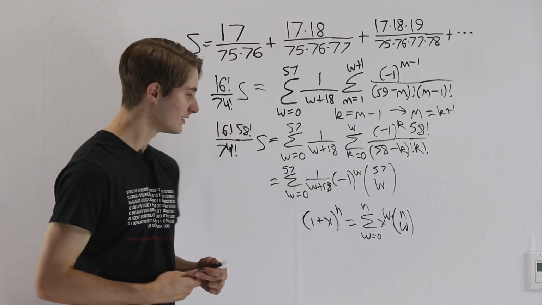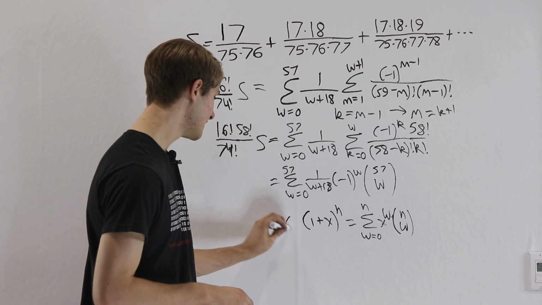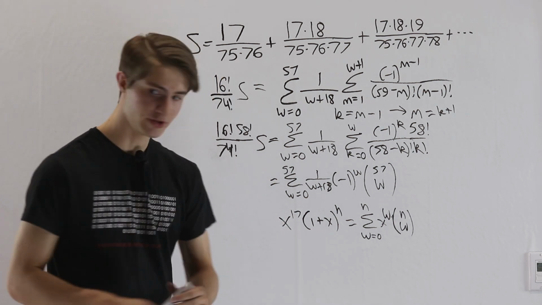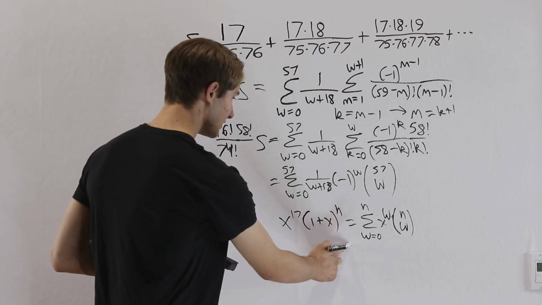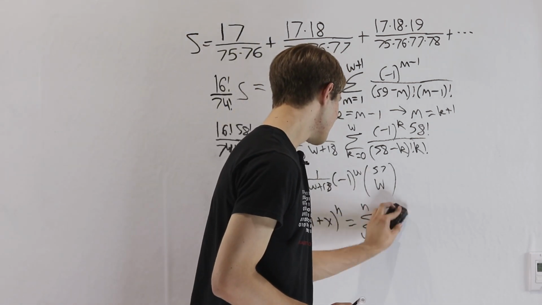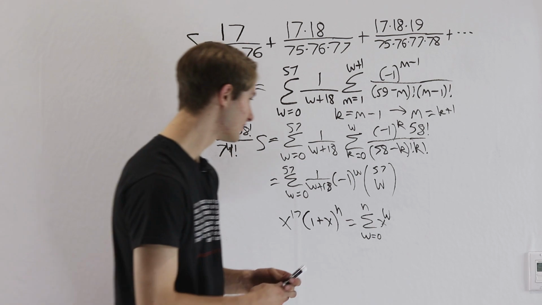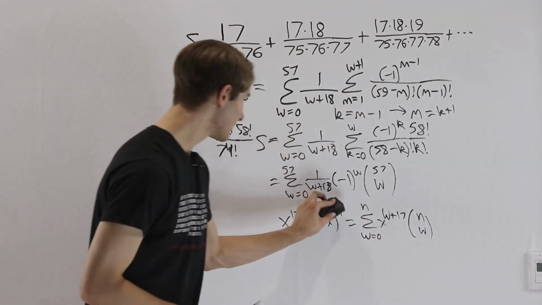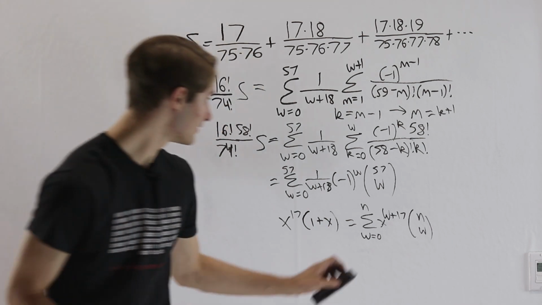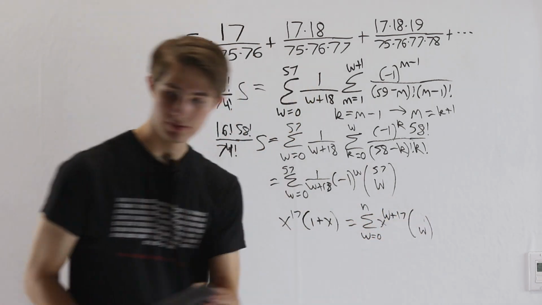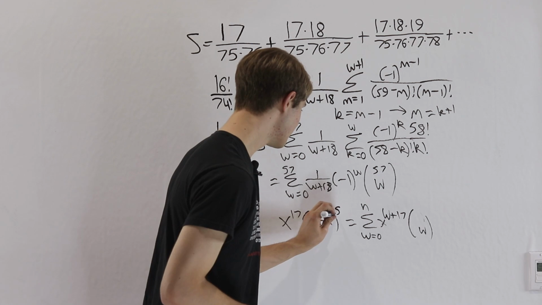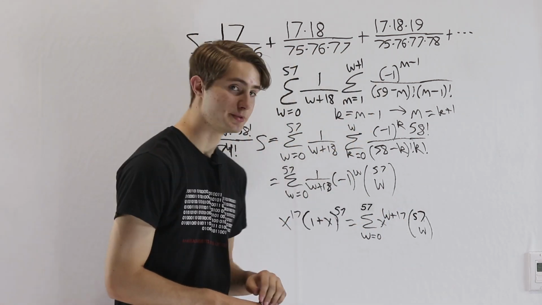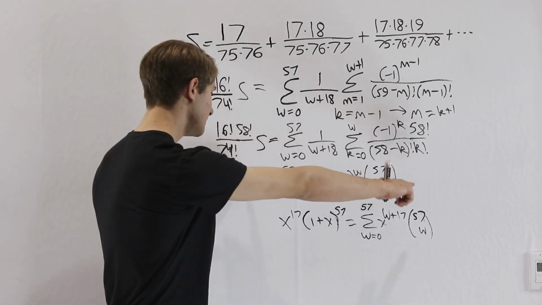In order to do that, what if we multiply by x to the 17 on both sides? Well, then what we're going to get on the other side, if we multiply by x to the 17, we can bring that into the sum. And we'll have x to the w plus 17 on the inside just like that. Plugging in 57 for our power here, so we get 1 plus x to the 57, and then 57 choose w. When we integrate this on both sides, we will get this exact sum here, and then we just have to plug in -1.